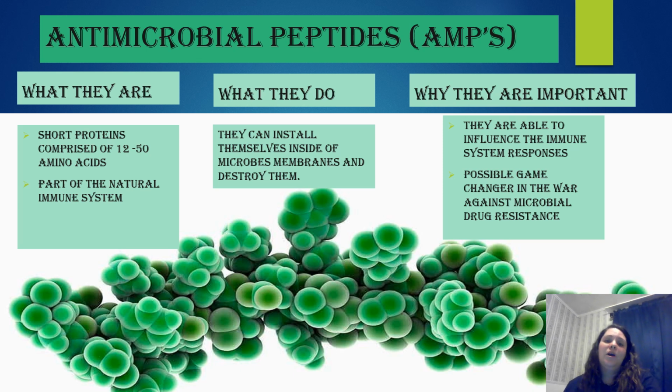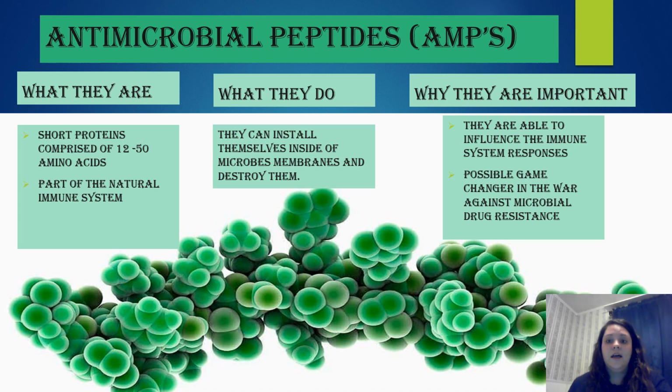Next, we're going to go over the antimicrobial peptides, which are also called AMPs. They are short proteins comprised of 12 to 50 amino acids, and they're part of the natural innate immune system. What they do is they can install themselves inside of microbe membranes and destroy them. The reason why they're important is because they can influence the immune system responses. It's also a possible game changer in the war against antimicrobial drug resistance. If they can find a way to harness this, we might be able to end microbial drug resistance, which is going to be a big thing. It's going to keep a great number of us alive in the coming years in case it gets so bad with the resistance that we can no longer find antibiotics to work for us.